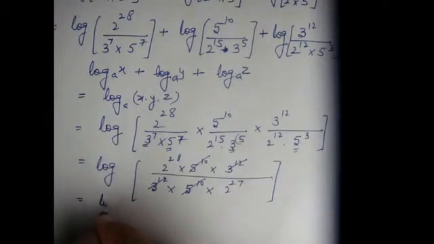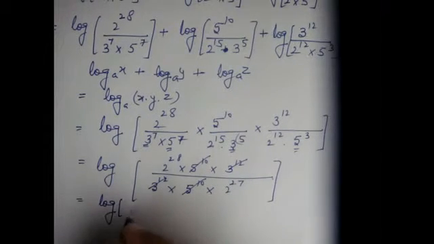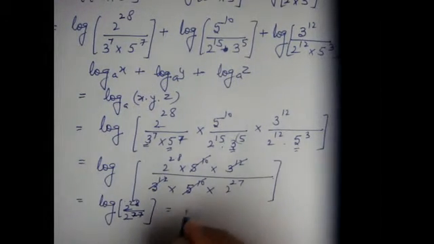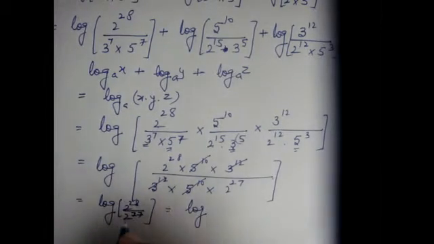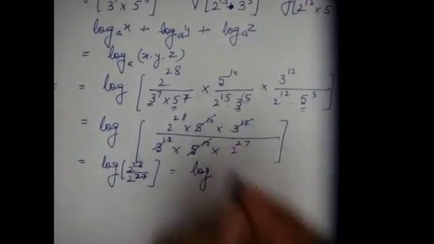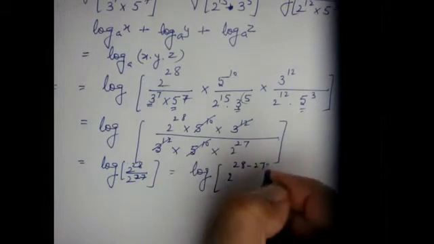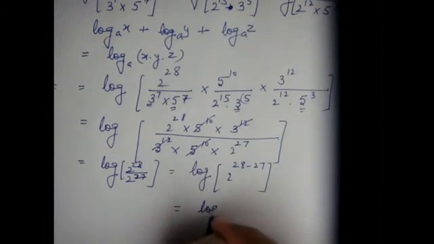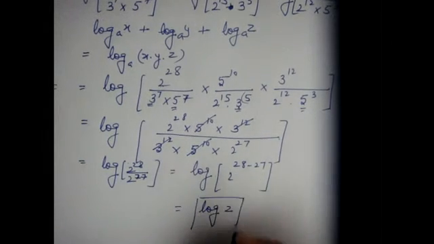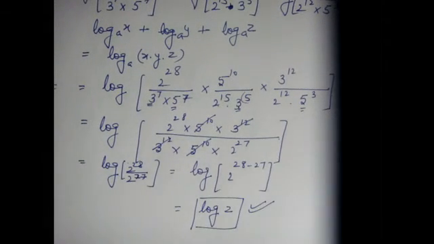So we can write it as log of 2 to the power 28 over 2 to the power 27. And we know that if bases are the same and they are in division, the powers will be subtracted. So we have over here 2 to the power 28 minus 27. So we are left with log 2. So that's the answer for the given question.